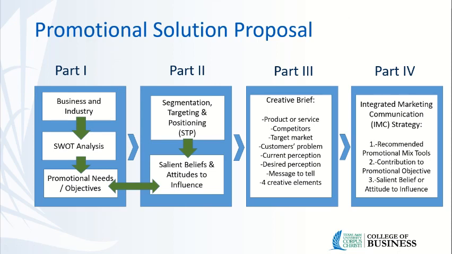Chapter 5 will tell you this part about salient beliefs and attitudes. So make sure to check chapter 5. Then in part 3, you have to provide a creative brief. This is something that you can find an example of a creative brief in your textbook in chapter 8, specifically page 168.